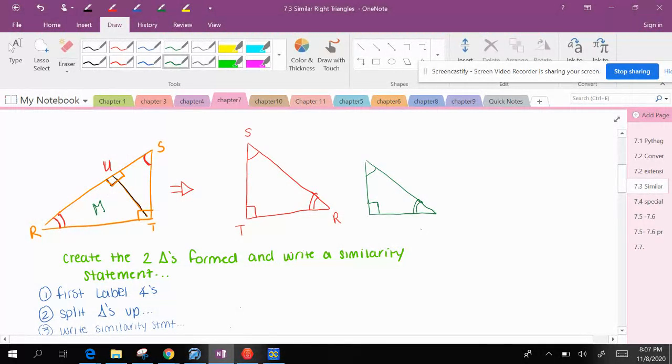So in this medium triangle right here, my right angle is the U point, as in you are copying this down. My 1 tally is not marked in this triangle, so it must be T. And the 2 tallies is marked. It's R.